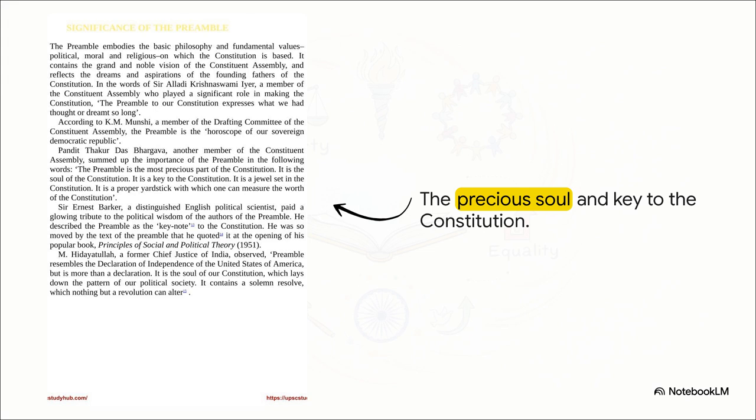Other framers called it the horoscope of our sovereign democratic republic. They viewed it as a jewel, a yardstick to measure the worth of the entire document. It really is this solemn resolve that represents all the dreams and aspirations of a newly independent nation.